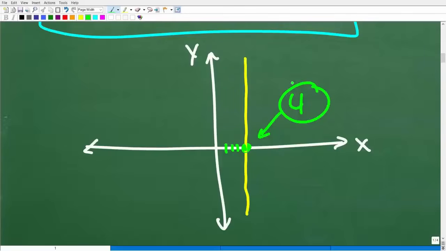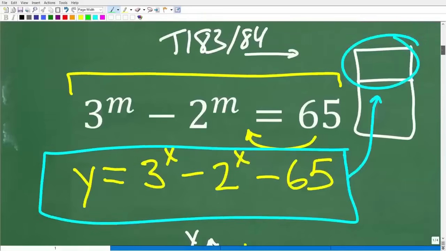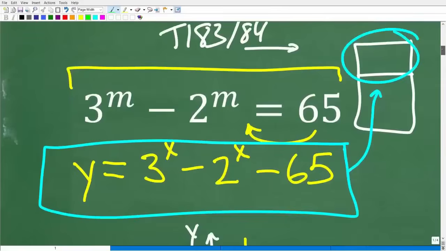You won't see any other part of the graph. So 4 is your solution. You're like, all right, the graph is crossing here at 4. Let me go ahead and check this. Oh, indeed, it works. So these are two methods that you could use to solve this equation.